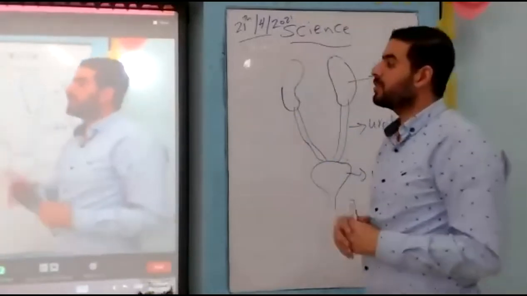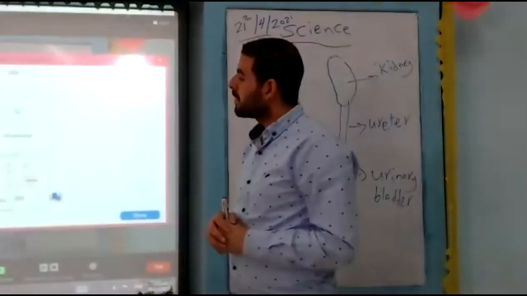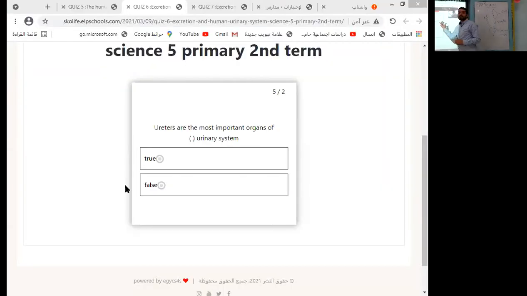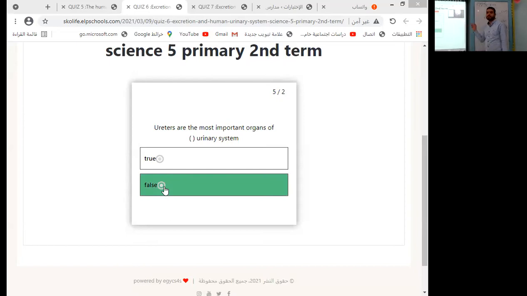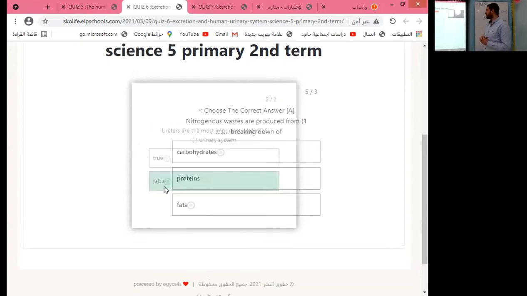So let's return back to our question. Ureters are the most important organs of the urinary system. The answer will be false, because they are the two kidneys, not the two ureters.